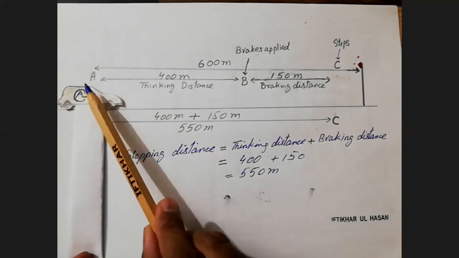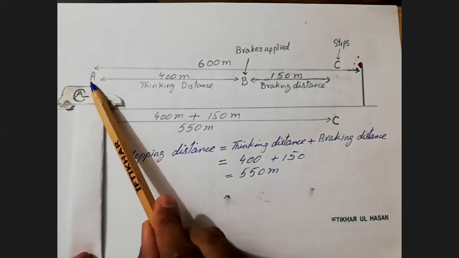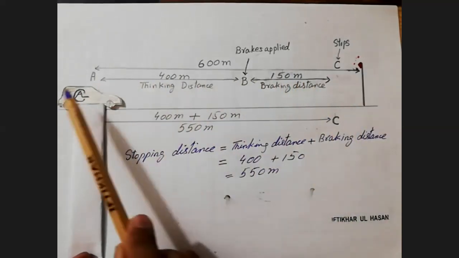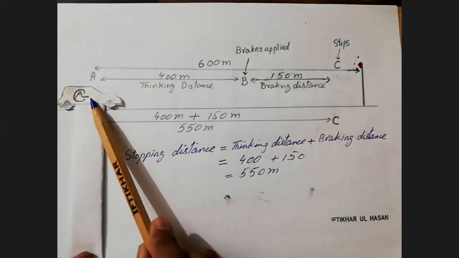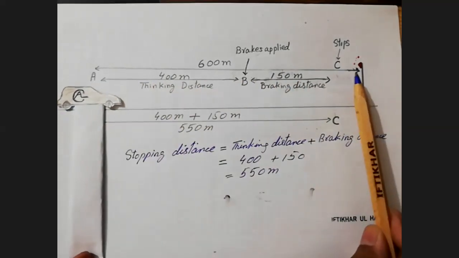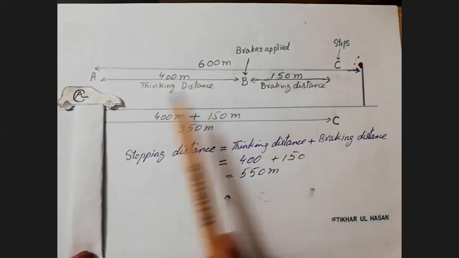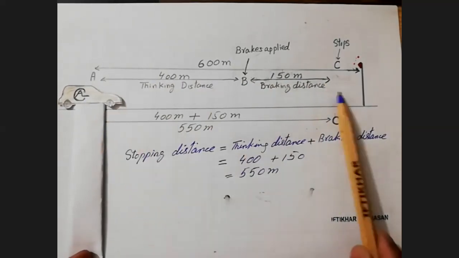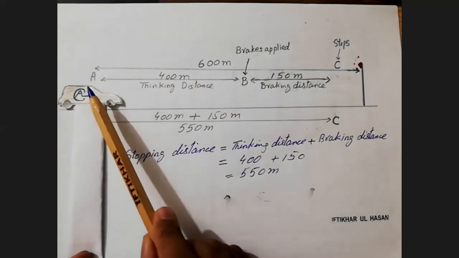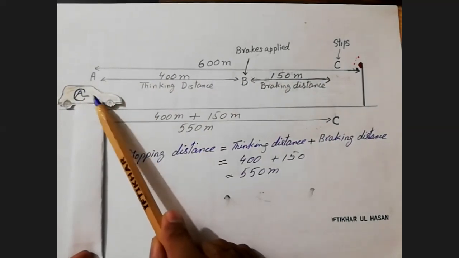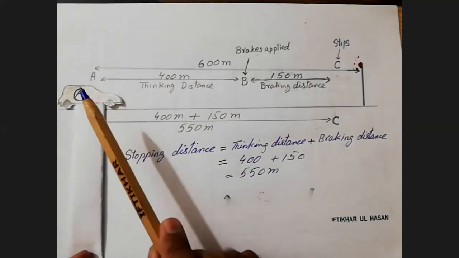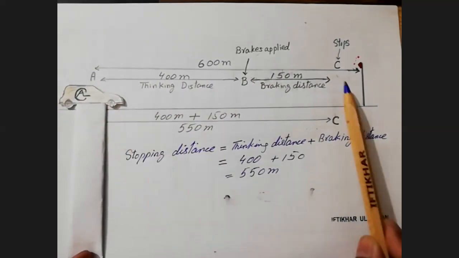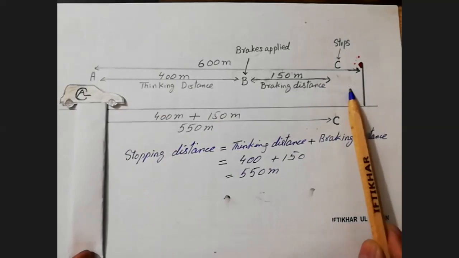When it reaches A, which is almost 600 meters from the traffic signals, the driver sees that the signal has gone red. Now he realizes that he has to stop somewhere before the traffic signals. He has not yet applied the brake, still not pressed the brake pedal. He is just thinking that he has to stop somewhere before the traffic signal.